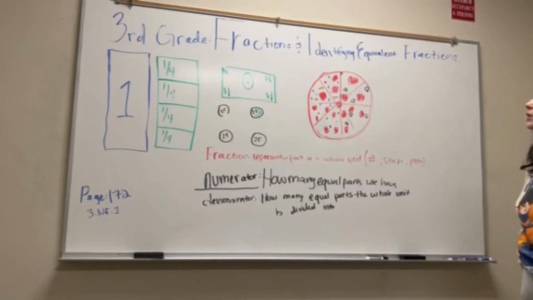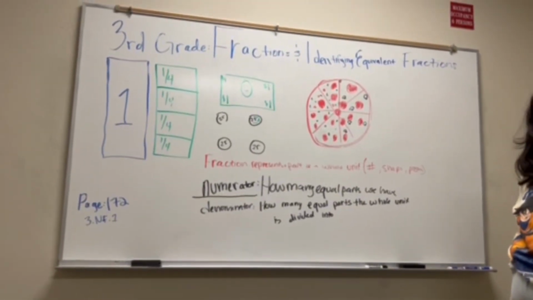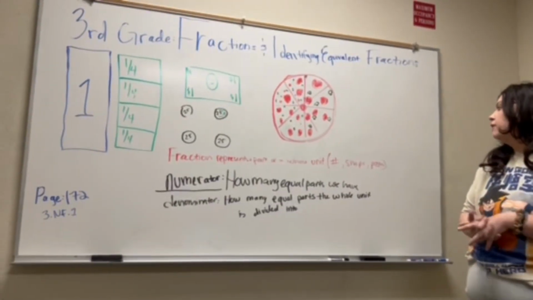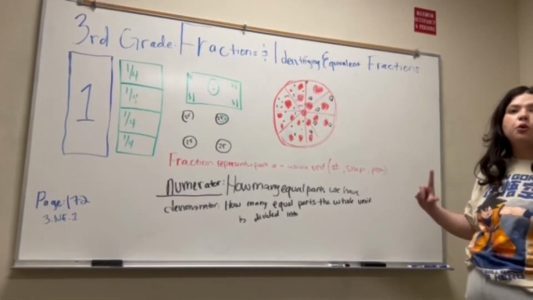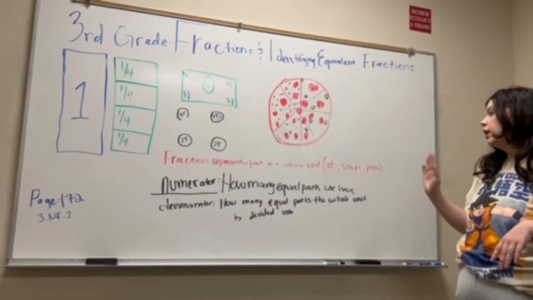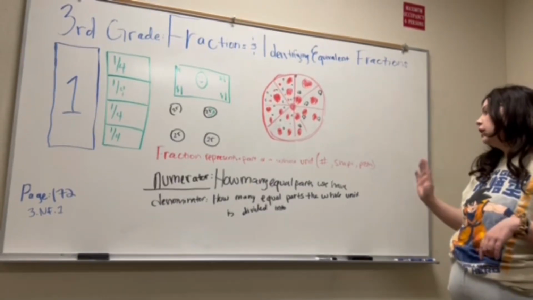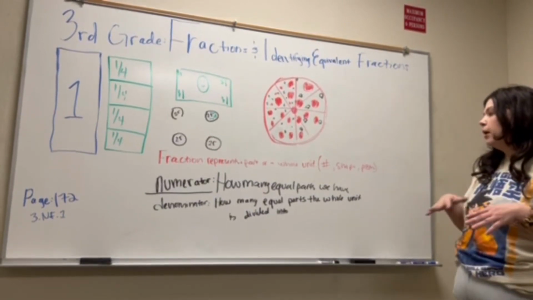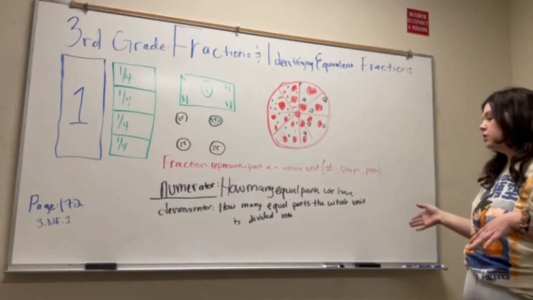Okay, class, today we are going to be talking about fractions and identifying equivalent fractions. So let's go ahead and start with the definition. What is a fraction? A fraction represents a part of a whole unit. That could be a number, a shape, a pizza, whatever your whole unit is. There are two parts of a fraction, the numerator and the denominator. The numerator is always what's on top of a fraction, and that represents how many equal parts we have. The denominator is the bottom portion, and that represents how many equal parts the whole unit is divided into.